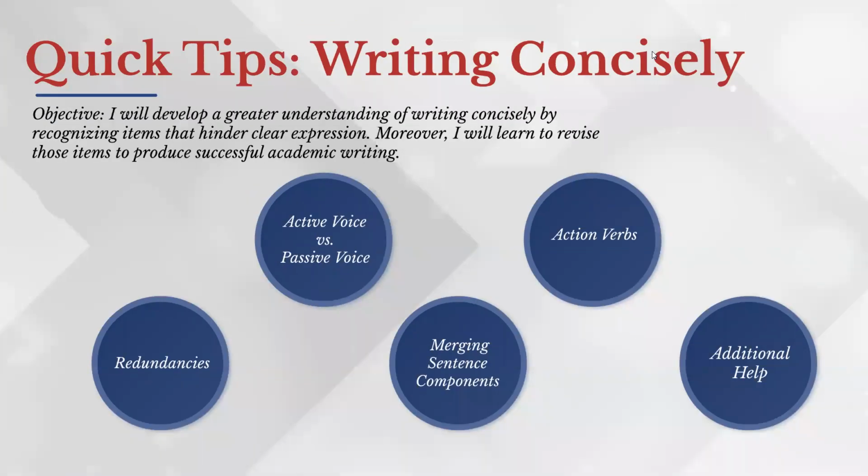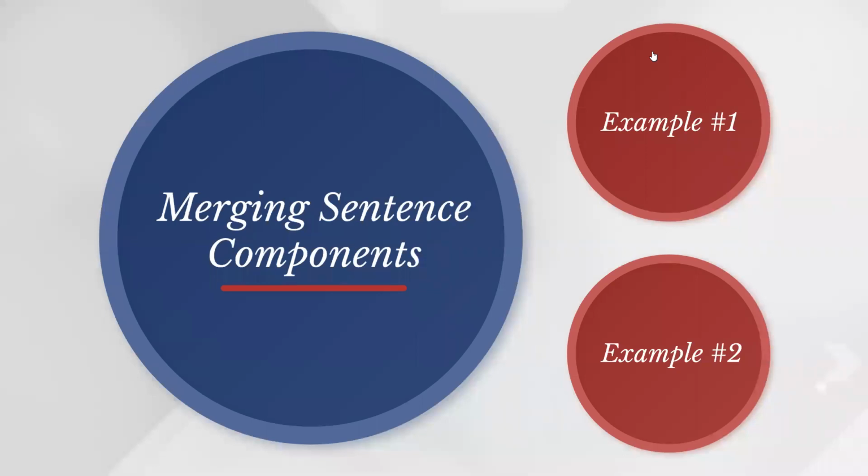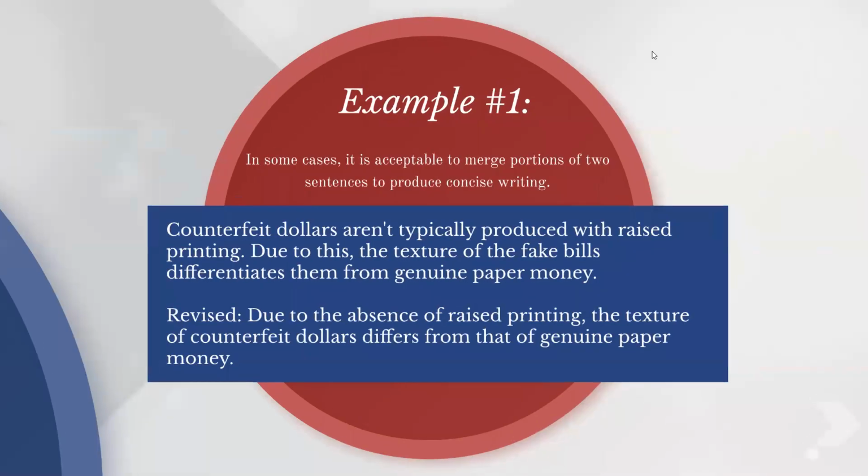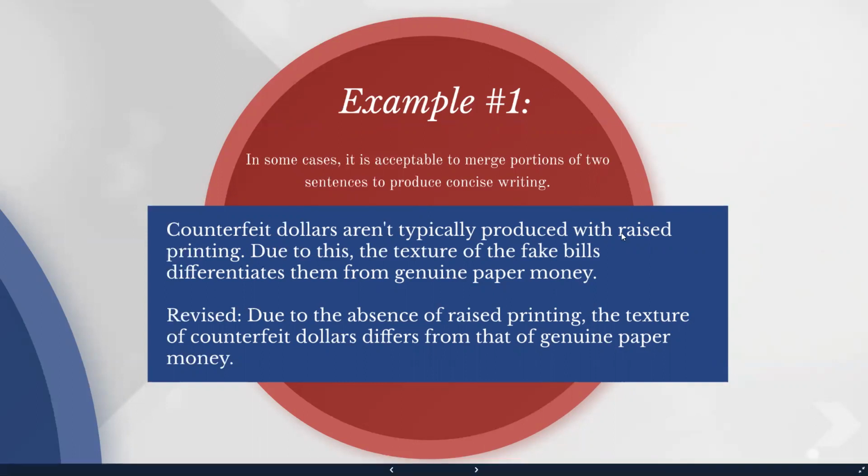The next item we're going to go over talks about merging sentence components. And really, this is something we think about when we're going to revise, less of a hindrance in this case. And this is really helpful if you are exceeding in length. So a couple of items to think about here. My note under example number 1 reads, in some cases, it's acceptable to merge portions of 2 sentences to produce concise writing. So we would be taking 2 sentences and components of those and kind of morphing them together to make a more concise statement.